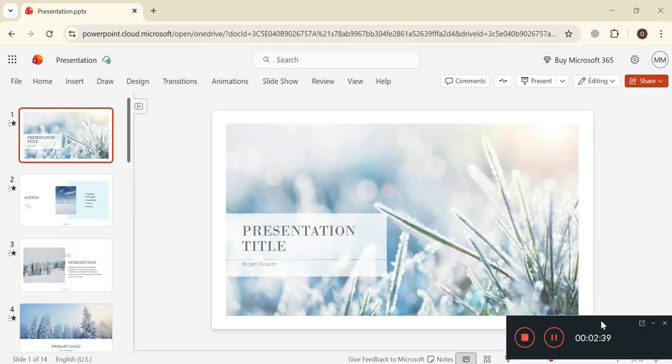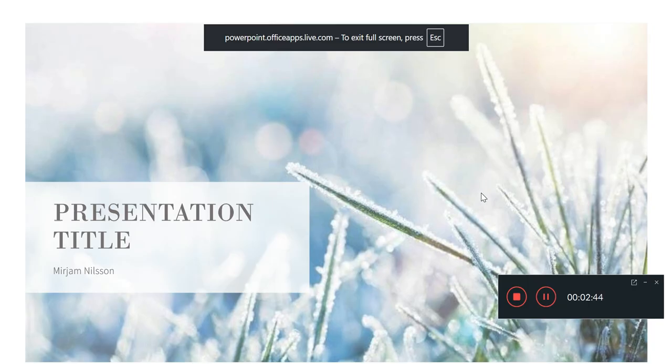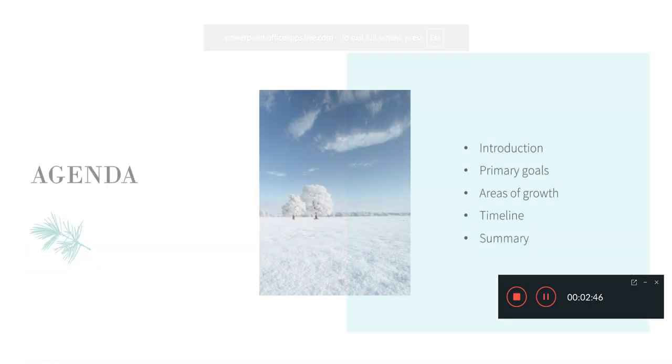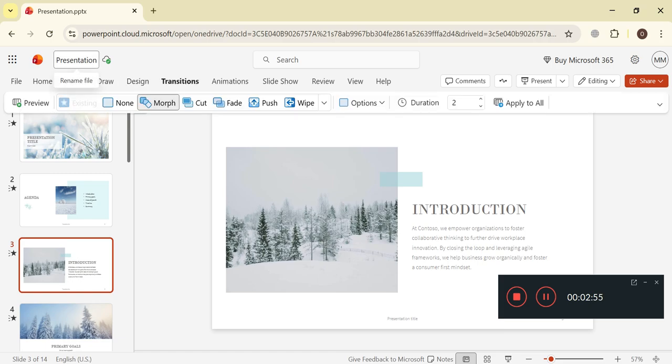So let me show you how this transition looks. I will just preview these slides and let's see. So as you can see, this is the transition that's been shown. It's a morph transition. So that's how you can choose multiple transitions, and after making a presentation, you can also rename the file of your presentation.